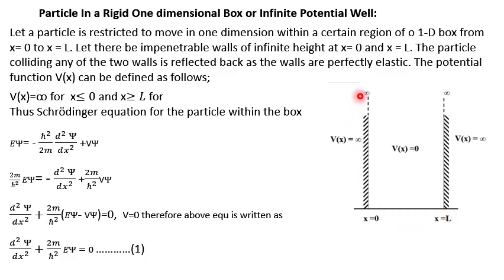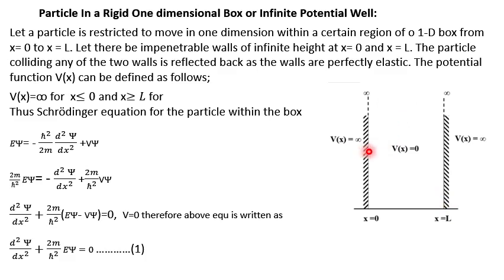If a body cannot penetrate a surface, it means that its potential energy is infinite at that surface. So the particle is not able to cross or penetrate the wall. That's why its potential energy is infinity at x equal to 0 and at x equal to L. But when the particle collides with either wall, it is reflected back, as these walls are perfectly elastic.